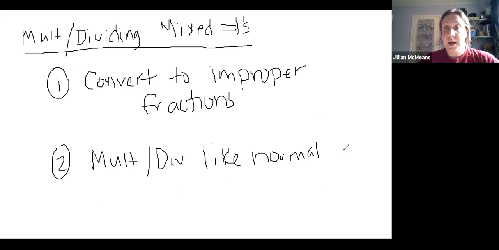Next, multiplying and dividing mixed numbers. We can't actually multiply and divide mixed numbers. Instead, we have to write them as improper fractions and then follow the steps for multiplying and dividing. And that's going to be a big deal. If you try to multiply the whole numbers and then multiply the fractions, you won't get the right answer, okay? So they have to be improper fractions and then follow the regular steps for multiplying and dividing. All right, so that's a brief overview of multiplying and dividing fractions and mixed numbers.